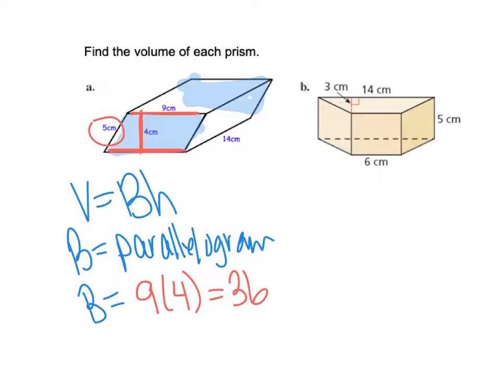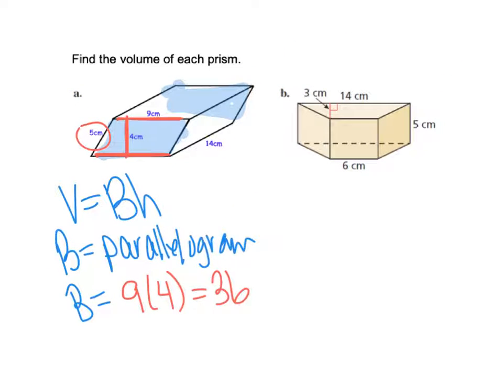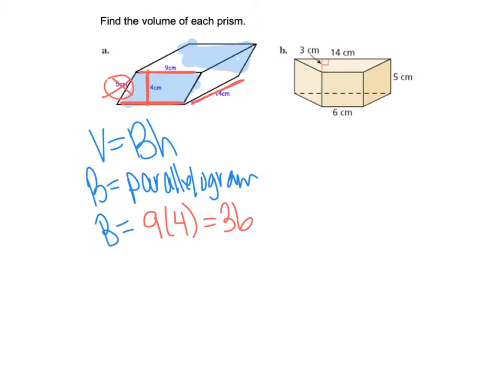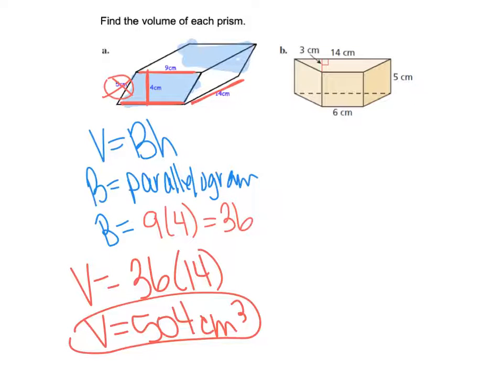So you would get that the area of the base is 36, and then the distance between the bases. Be careful, again, we don't even need that 5, because the distance between the bases, in this case, from front to back, is 14. So our volume is going to be 36, which is the area of our base, times 14, which is the distance between our bases, or the height, which gives us 36 times 14 is 504 centimeters cubed.